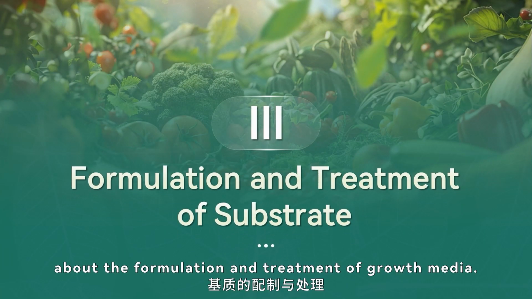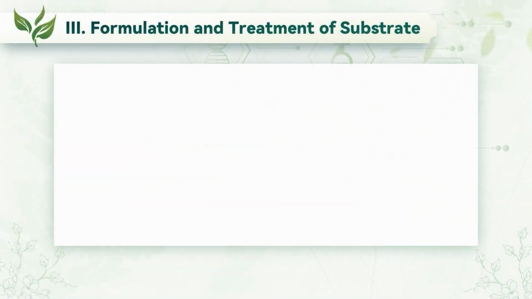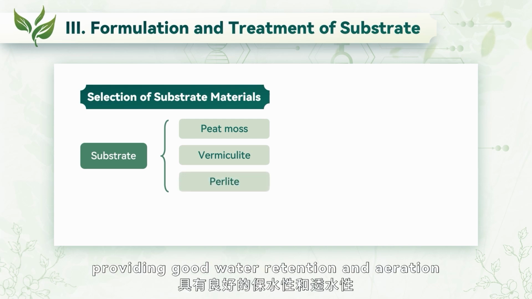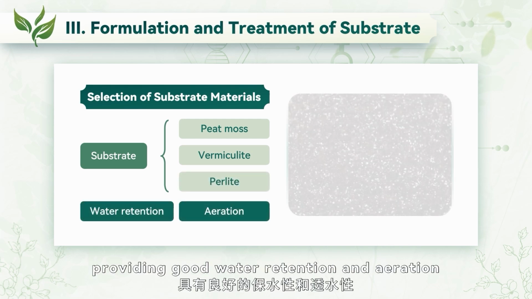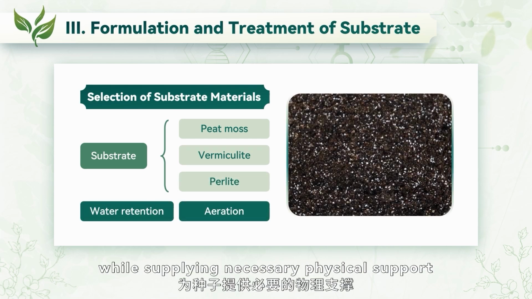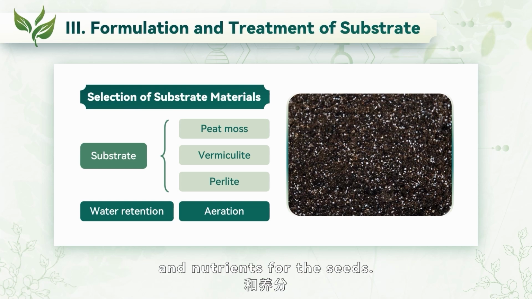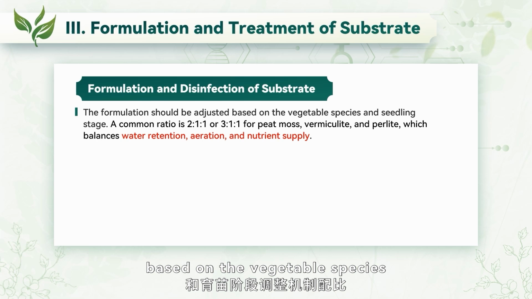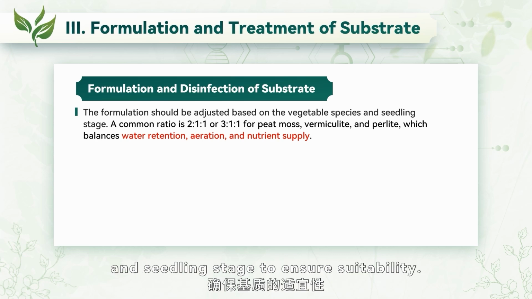Next, we will learn about the formulation and treatment of growth media. The substrate usually consists of a mixture of peat moss, vermiculite, and perlite, providing good water retention and aeration while supplying necessary physical support and nutrients for the seeds. The formulation should be adjusted based on the vegetable species and seedling stage to ensure suitability.